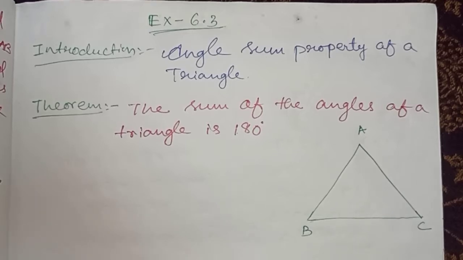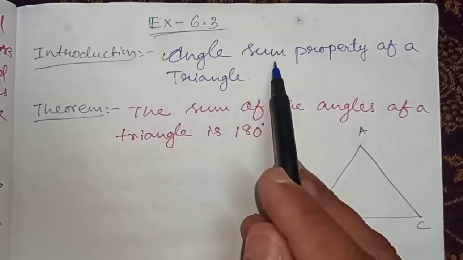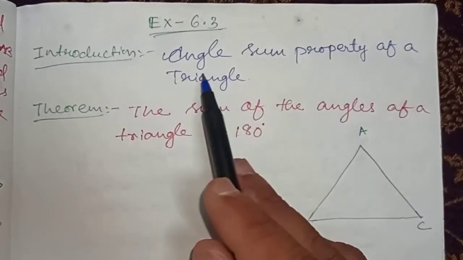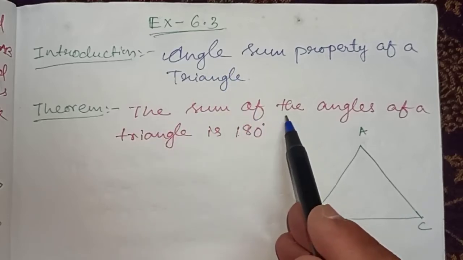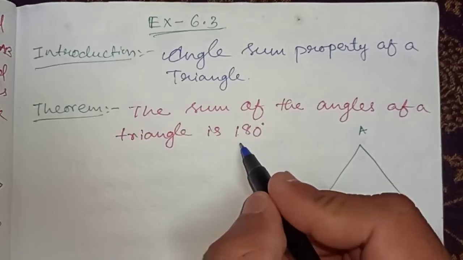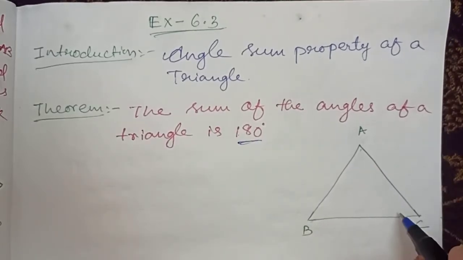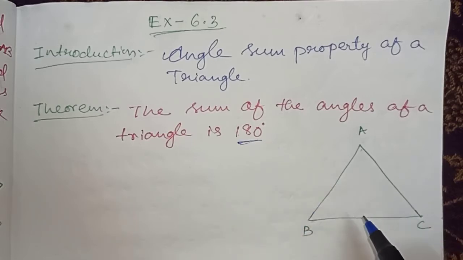Before starting the exercise we will discuss a little bit of basic things about it. The introduction part of this exercise is the angle sum property of a triangle. We have to discuss what the angle sum property of a triangle is. You have learned in your smaller classes that when we add the sum of all angles of a triangle, we always get 180 degrees. But you have never asked how we are getting 180 degrees.